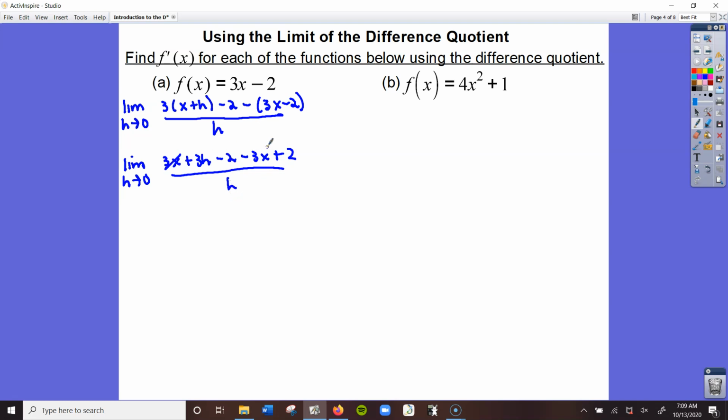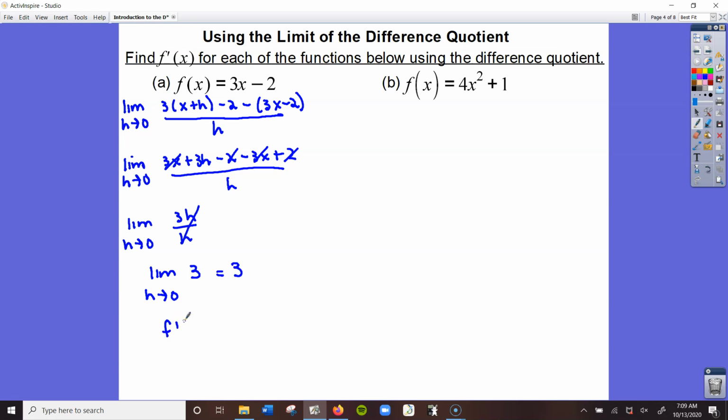My 3x's here would cancel, the 2's would cancel, and I'm left with the limit as h is approaching 0 of 3h over h. The h's now cancel, and my final limit is the limit as h is approaching 0 of 3. Remember that the limit as h is approaching anything of any constant is always going to equal the constant.